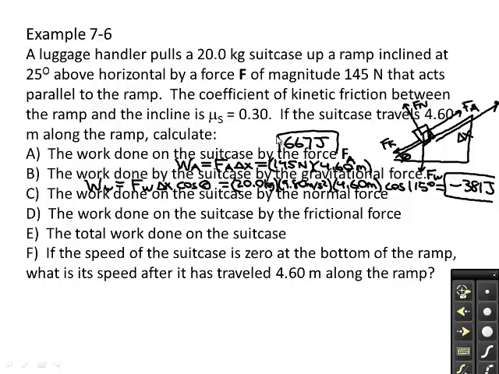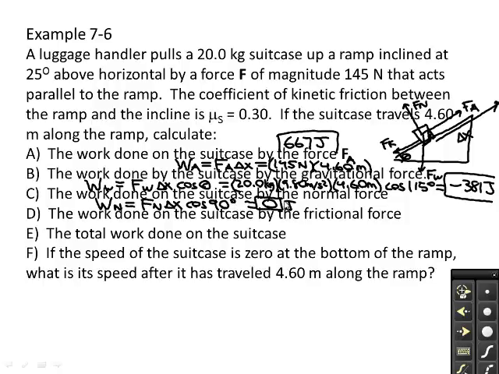The work done on the suitcase by the normal force. Now, the normal force, if we do force normal times delta x times the cosine of 90 degrees, because the normal force is perpendicular to delta x, we're going to get 0. We're pushing this thing up the incline. The normal force is doing nothing to change the kinetic energy of the suitcase. Answer, 0 joules.